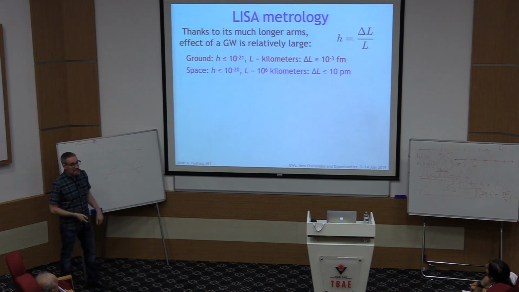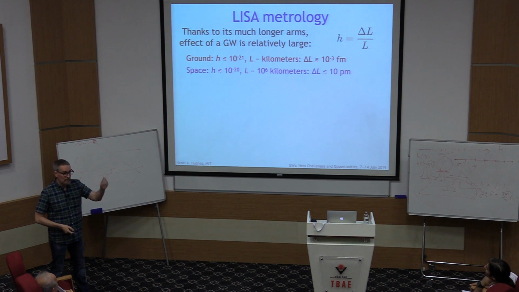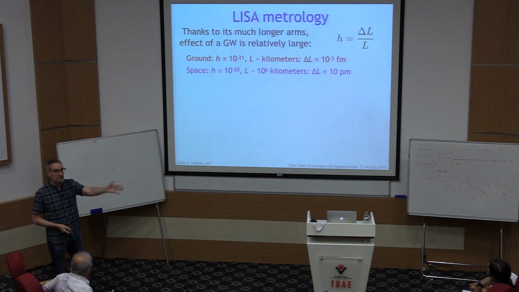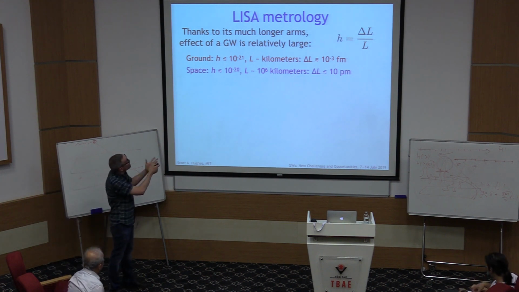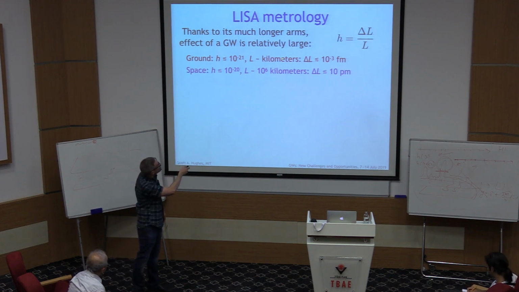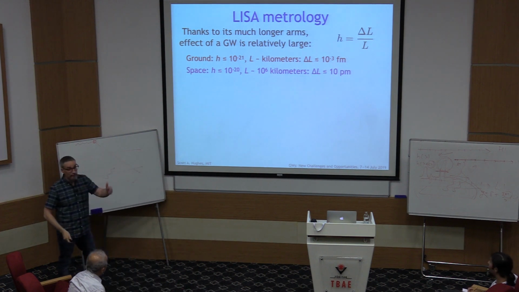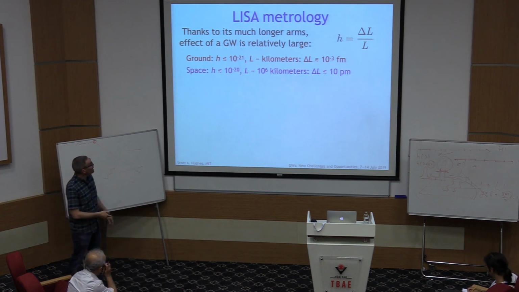For your ground-based detectors, the systems that we are looking at tend to be stellar mass bodies, black holes and neutron stars from about 1 or 2 solar masses up to 30, 40, or 50 solar masses. And what we find is that in our frequency band, the typical strains are around 10 to the minus 21. So for a separation of kilometers, that leads to a fraction of a thousandth of a femtometer being your typical scale that you're trying to measure.